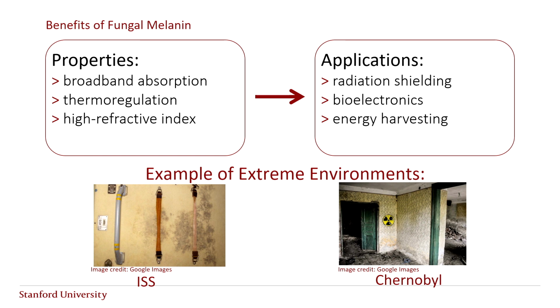So some examples of that is that we're actually able to see it grow on the walls of the International Space Station, so in space. And we've also been able to see it in these Chernobyl radioactive sites, just showing the strength of melanin and its ability to sort of grow anywhere.